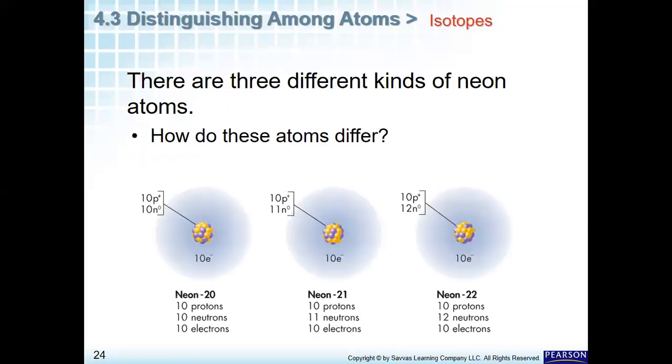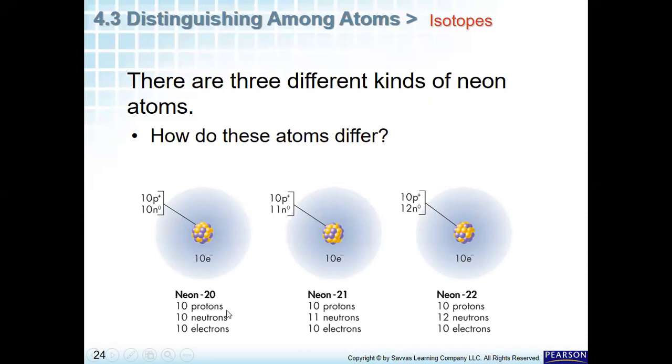There are three different kinds of neon atoms. How do these atoms differ? You will see here, guys, that neon has 10 protons in each one, which is a specific thing. The atomic number is a specific thing that describes the element, and you know the element name from its atomic number too. On the other side, the number of neutrons is different, so it's changing the mass number. Here it's 10 neutrons, here it's 11, and in the last one it will be 12.